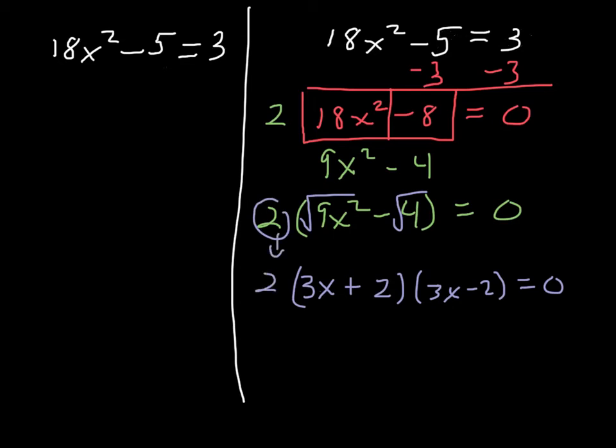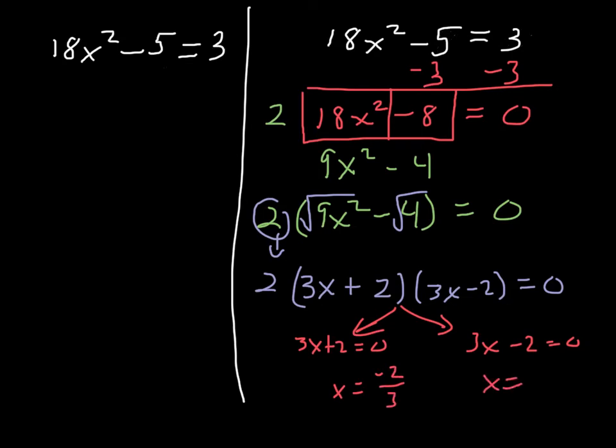And the next thing, of course, we need to do, because we have an answer here, I need to finish. I need to change this into two problems. So I'm going to go like that, like we've been doing before. So I have 3x plus 2 equals 0, and 3x minus 2 equals 0. Solve those, and x is going to be equal to negative 2/3, and x is equal to positive 2/3. So my answers for this one is right here.